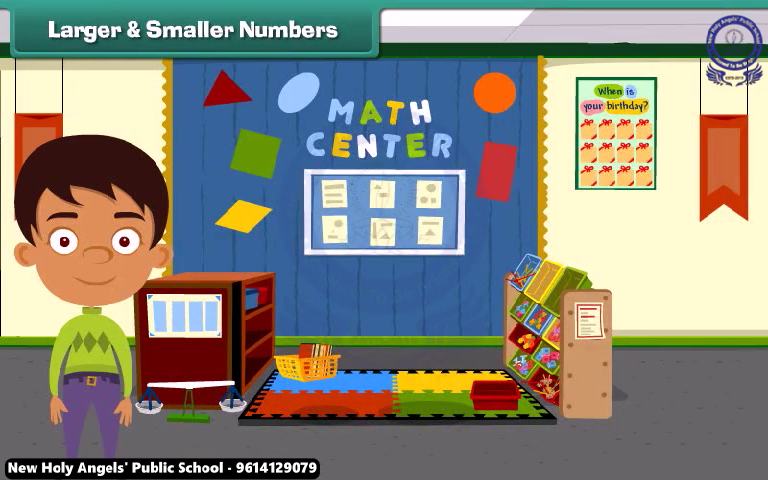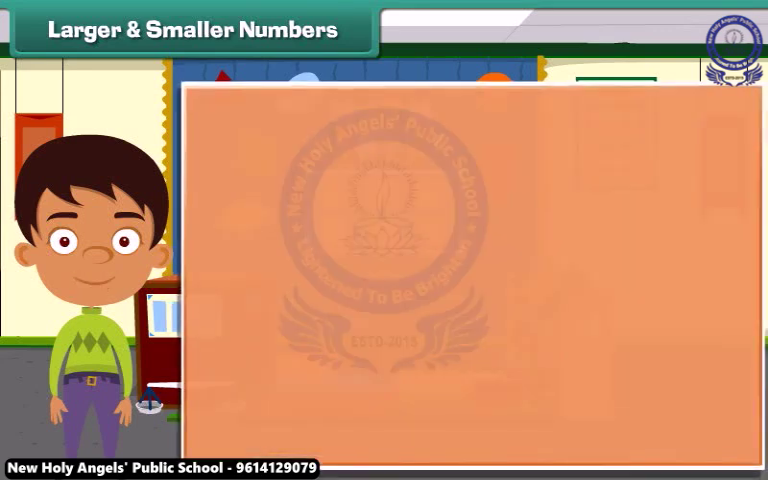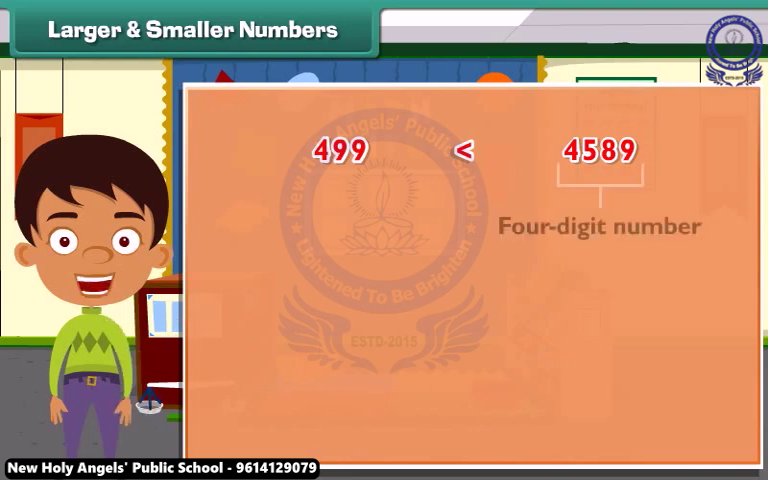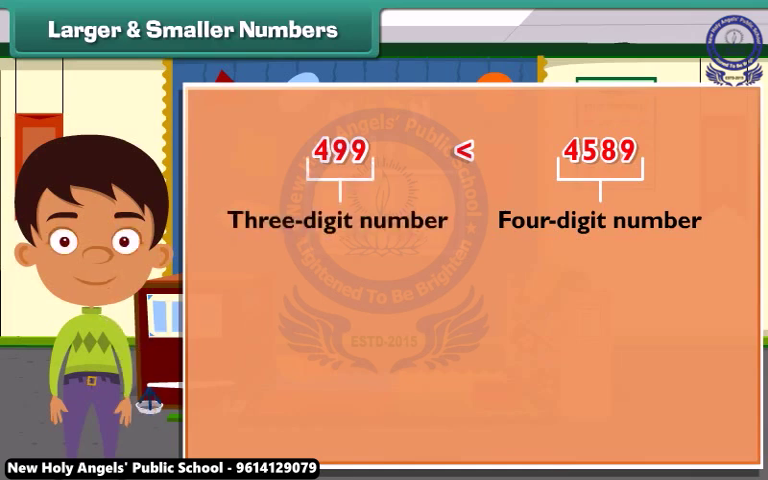Larger and smaller numbers. Let's learn to identify larger and smaller numbers. We take two numbers, 4589 and 499. We can easily say that 499 is smaller than 4589 because 4589 is a 4-digit number, whereas 499 is a 3-digit number.